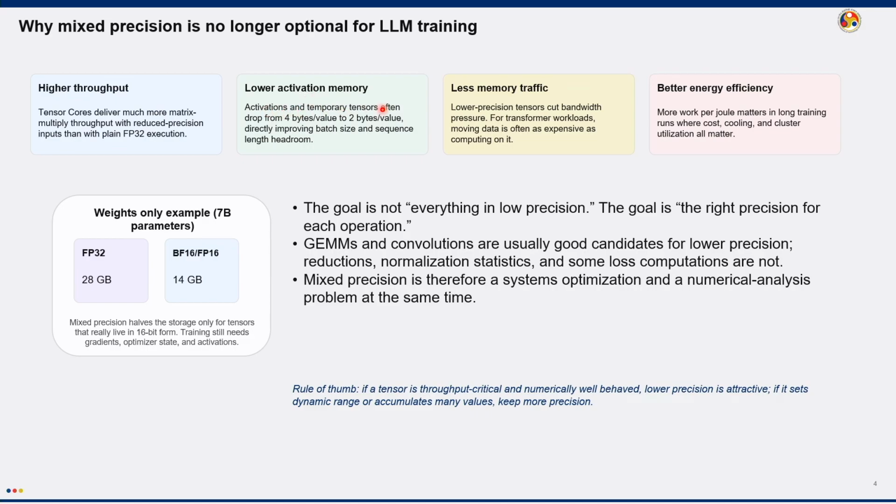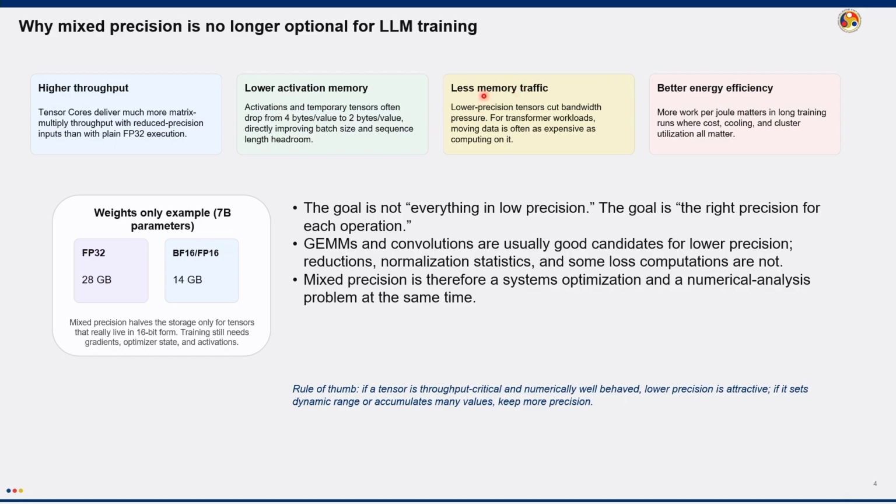So activations and temporary tensors will drop, let's say, from 4 bytes per value to 2 bytes per value, and so on and so forth. So it will directly improve the batch size. Let's say a batch size of 4 is what I can accommodate with full precision; at that point I can accommodate, let's say, 8 per step. So essentially it will improve the gradient calculation in the step.